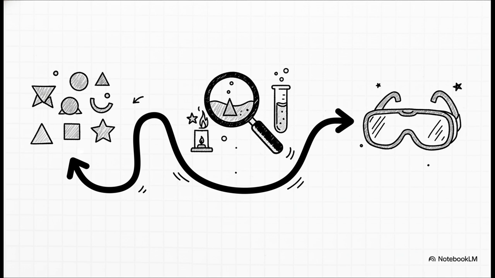Consider it your roadmap. First, you'll learn how to sort substances into distinct categories based on their unique properties. Second, you're going to learn how to use specific tools and tests to properly identify different types of matter. And third, you'll see how classifying matter actually keeps things super safe when you're working in a real lab setting.